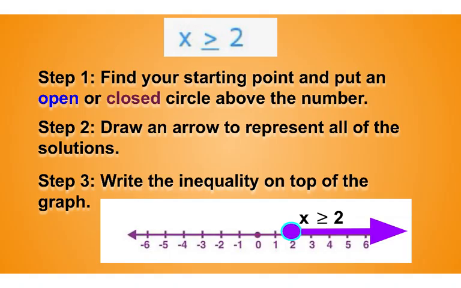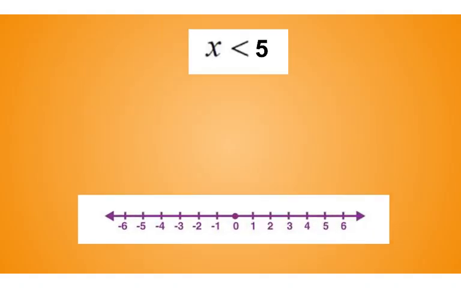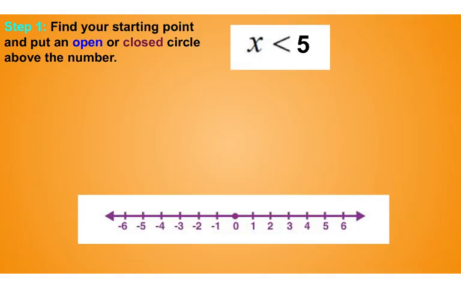And that's it. Let's look at one more problem. In this case, we have x is less than 5. So the first thing we're going to do is find our starting point and put an open or closed circle there. We're dealing with a less than sign, therefore we're going to have an open circle and we're just going to throw it right on top of the 5.